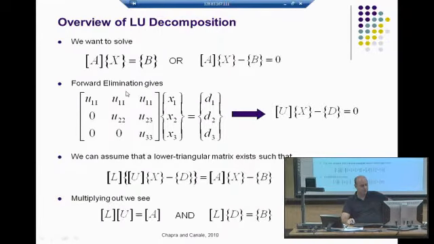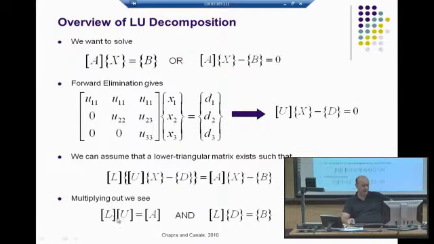If I were to do forward elimination, you would get UX equals D, right? So your A changes into U, and your B changes into something different. You call it B prime, call it D, it doesn't matter. So I can write this as UX minus D. And then let's say there's a lower triangular matrix that if I multiply this times L, I would get A. So L times UX minus D, where L times U is A, and L times D is equal to B.